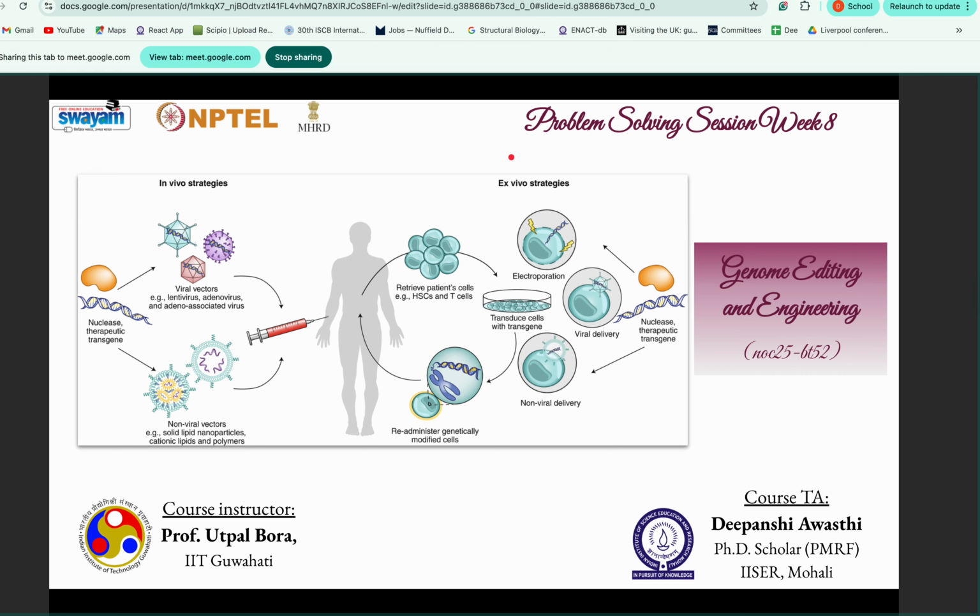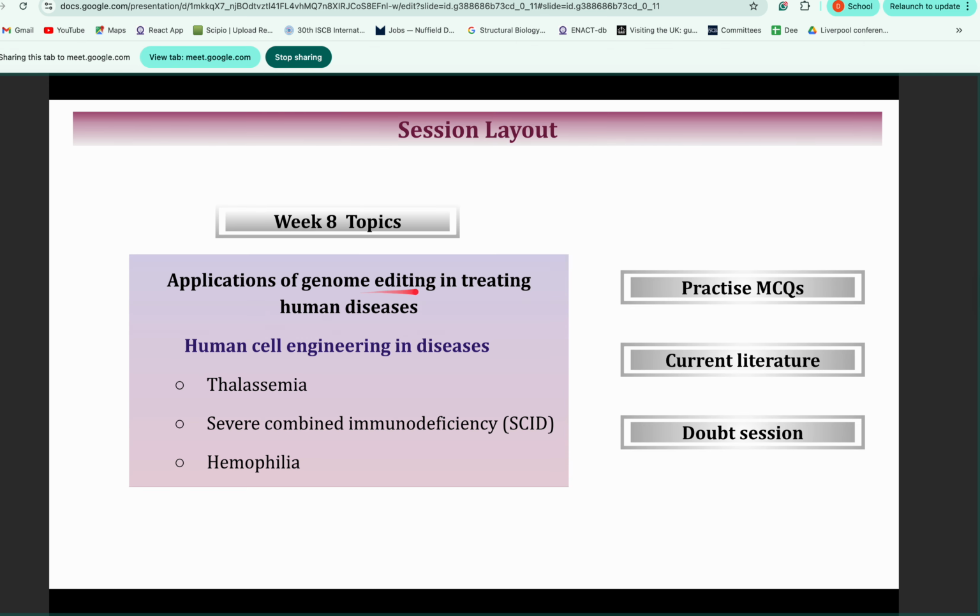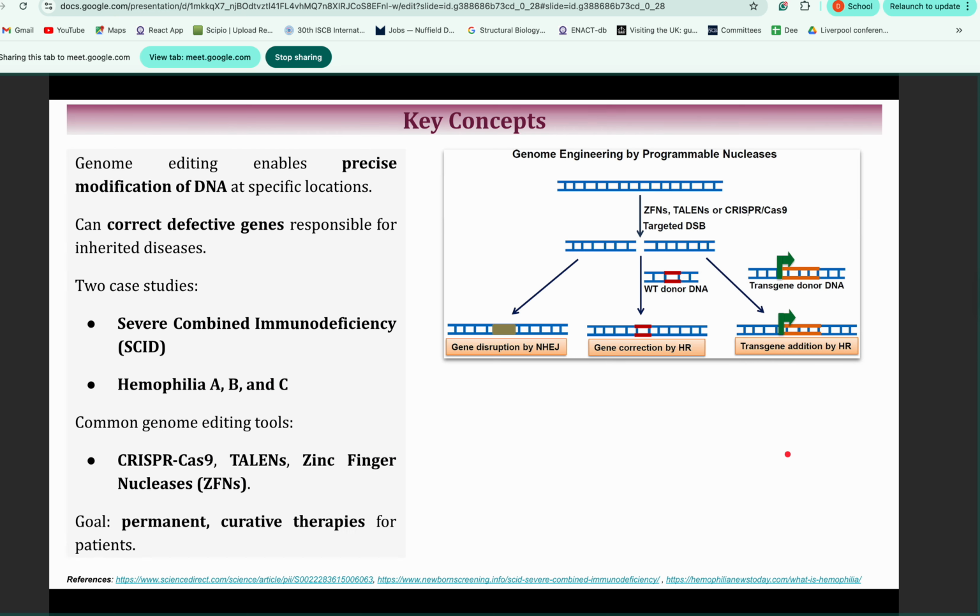In today's session, we'll be looking into the applications of genome editing in treating human diseases, and we'll look into certain diseases in which cell engineering has been incorporated. The diseases we will see today are thalassemia, severe combined immunodeficiency, which is SCID, and hemophilia. Then we'll practice a few MCQs. We'll look into the current literature and then I'll take your doubts.